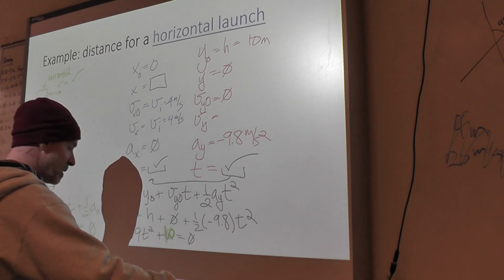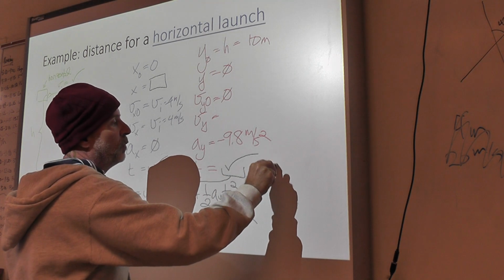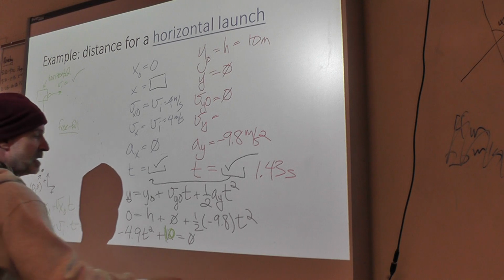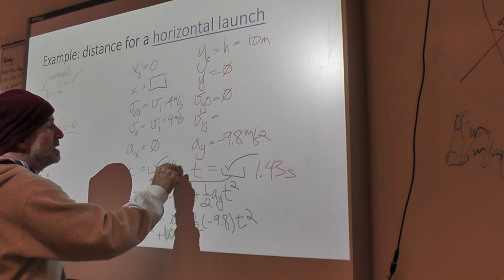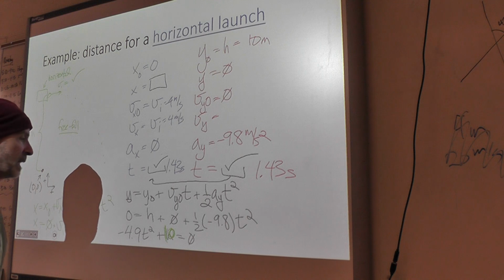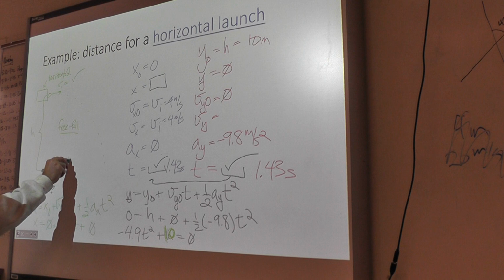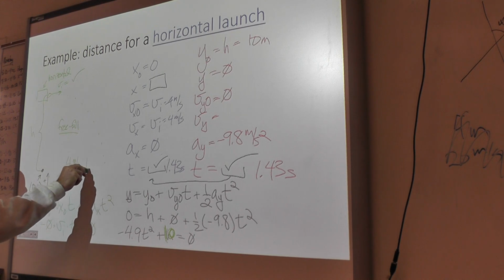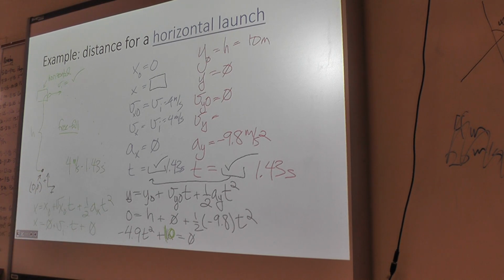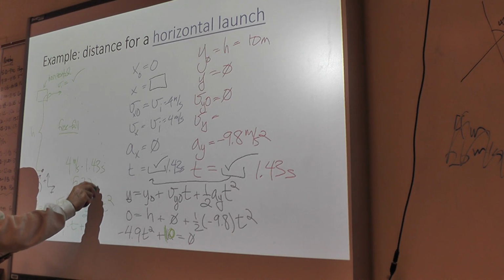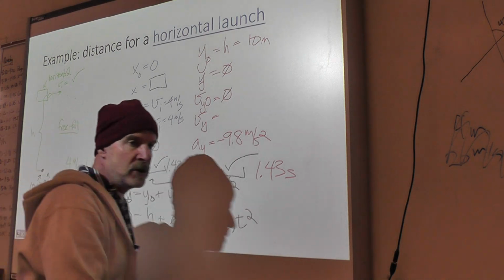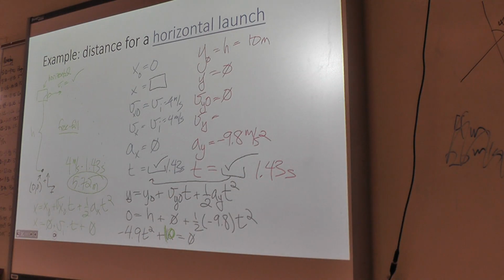So that means that our time is 1.43 seconds. That means it's going to be moving 1.43 seconds left to right. And our launch speed was 4 meters per second. So 4 times 1.43 seconds should be 5.72 meters. So that was awfully fast without a lot of room.